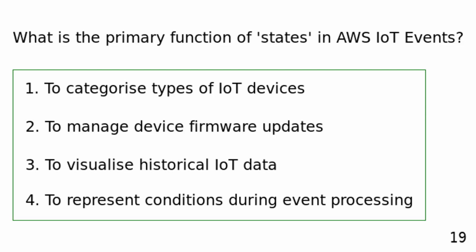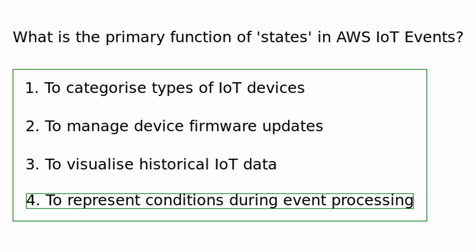To categorize types of IoT devices. To manage device firmware updates. To visualize historical IoT data. To represent conditions during event processing. States in AWS IoT Events represent different conditions that a detector model can be in during event processing, guiding the flow of actions based on the current state of event inputs.